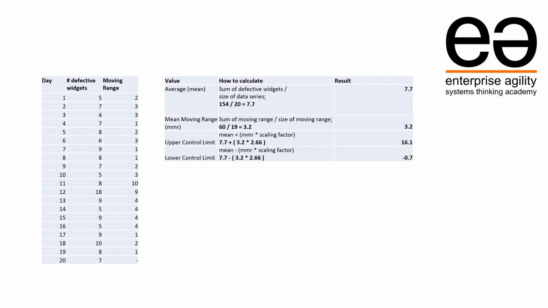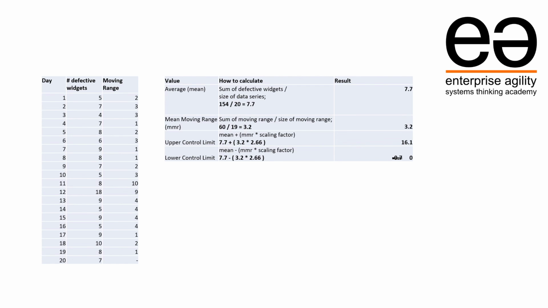And this points to a really important principle about using data, which is always to consider the context of the data that you are analysing. In this context, it makes no sense for a factory to be able to produce minus 0.7 defective widgets on any given day. And so in this instance, the sensible thing to do would be to make the lower control limit 0. And effectively what we're then saying is that on day 21, we can expect this factory to produce between 0 and 16.1 defective widgets. And that's all the number crunching that's necessary to create a control chart.